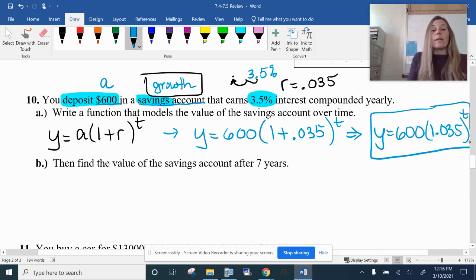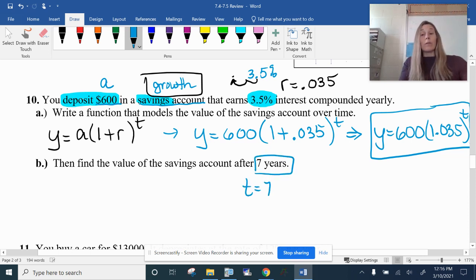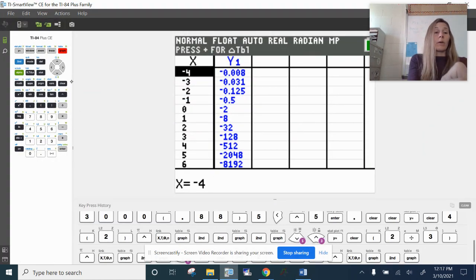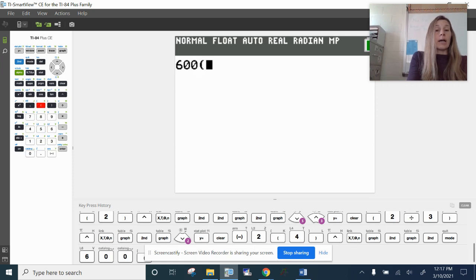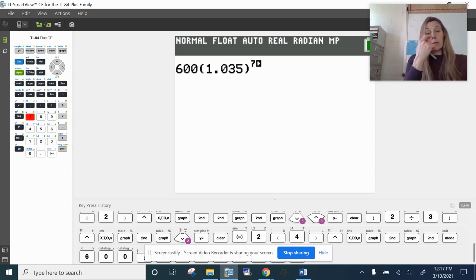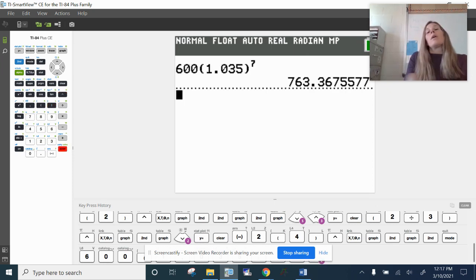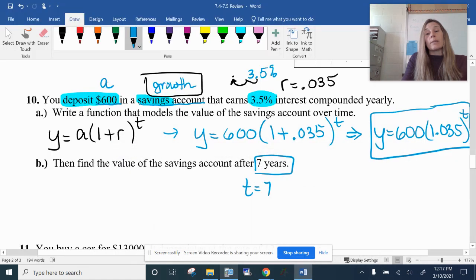This is our model, okay? After we find the model, now let's find the value of the account after 7 years. So that's just a fancy way to give us that t value that they want us to substitute in here. So you're going to substitute in your t for 7. So using a calculator, to get out of this screen, you're going to hit second quit. So now we can do 600 times 1.035 raised to 7, since our t was 7. And this is in money, right? So this is $763.37.